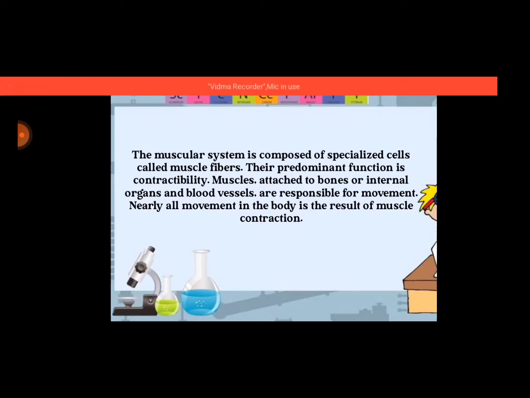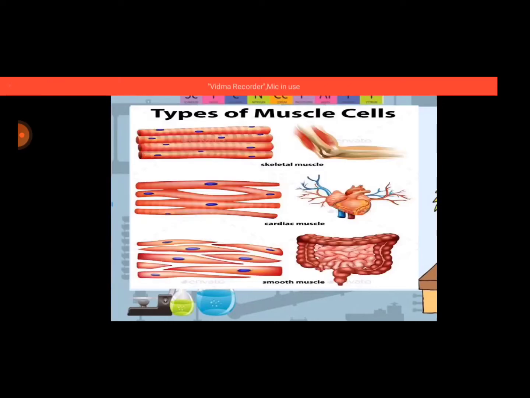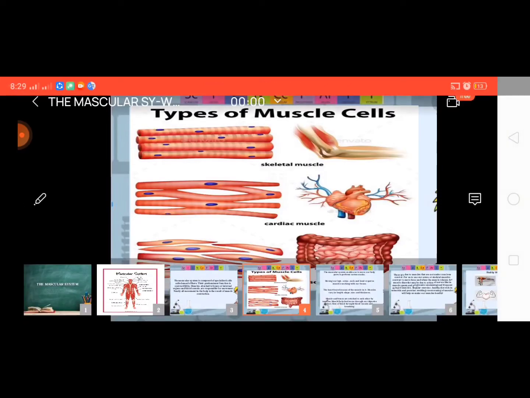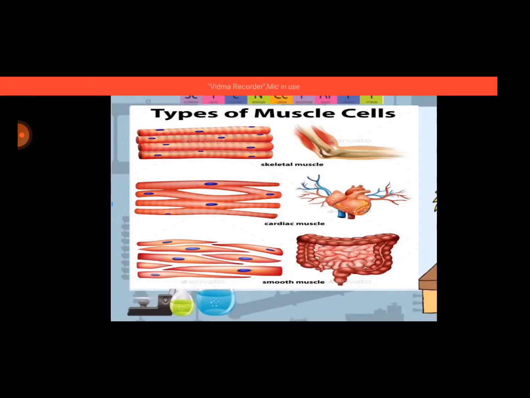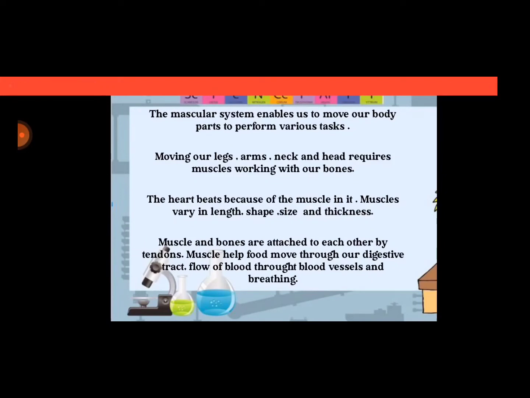Yung muscular system ay composed daw po ng cells na tinatawag na muscle fibers, and their predominant function is contractibility. Yung muscle naman ay attached siya sa bones or internal organs and blood vessels natin. Types of muscles: skeletal muscle, cardiac muscle, and smooth muscle. The muscle system enables us to move our body parts to perform various tasks.